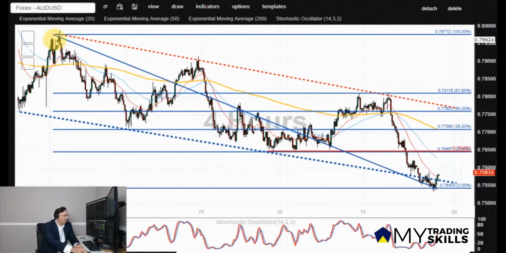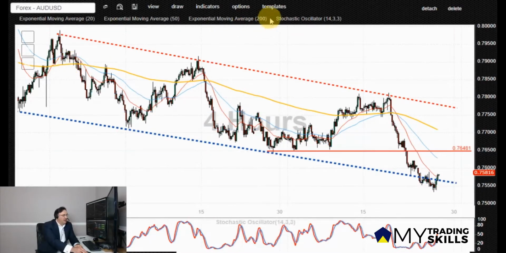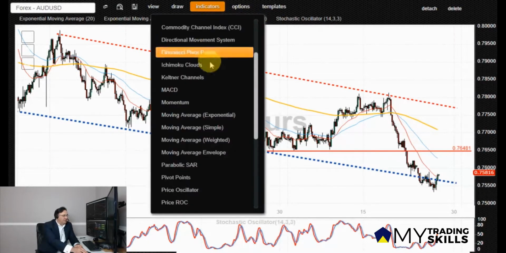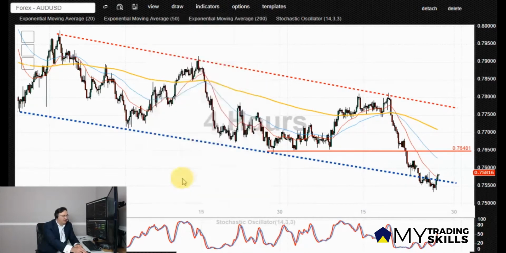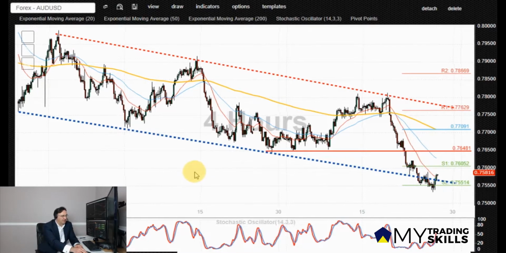Now, let me remove the fibs for now. Just remember the levels. I can try and add an additional indicator. In this case, I can use pivot points. The pivot points, once applied on a chart, are additionally confirming the same or similar levels again.